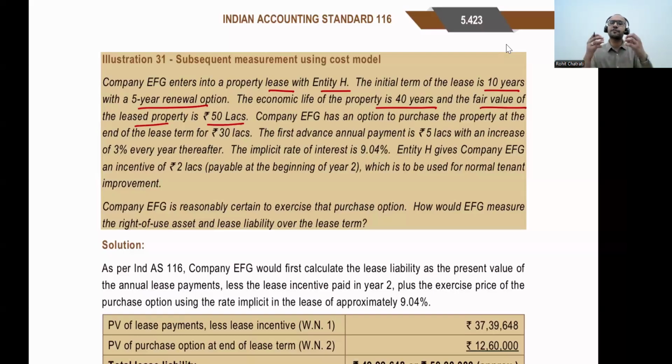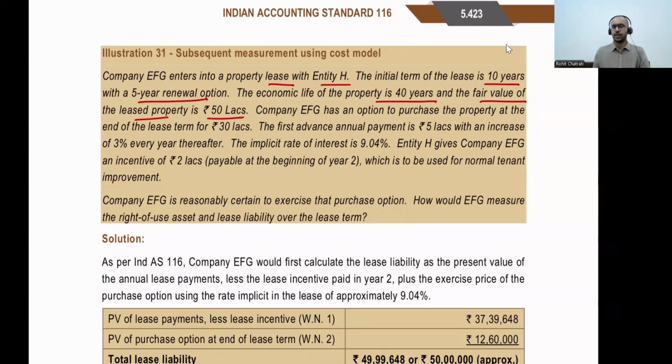What does this mean? If we go and sell the property today in the market, then we are expected to receive 50 lakh rupees. That is the meaning of fair value. If I go and sell the asset today in the market, I am expected to receive 50 lakh rupees. That is the implication of fair value.